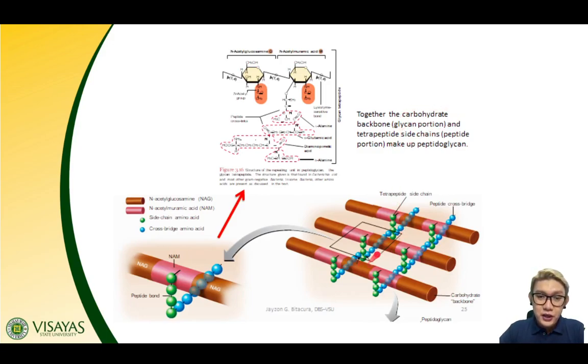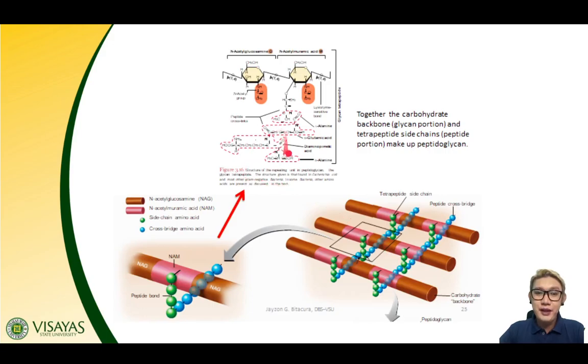However, connecting this glycan portion, the repeating disaccharide, are the tetrapeptide side chains. So this makes up the peptide portion. So they make up the peptidoglycan, a combination of a peptide, a tetrapeptide, and a glycan portion. We already know the glycan portion is made up of the disaccharide, the NAG and the NAM. But how about the tetrapeptide side chains?